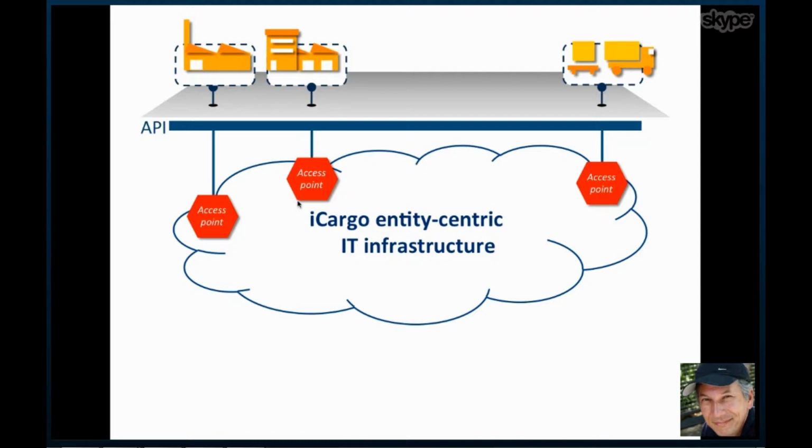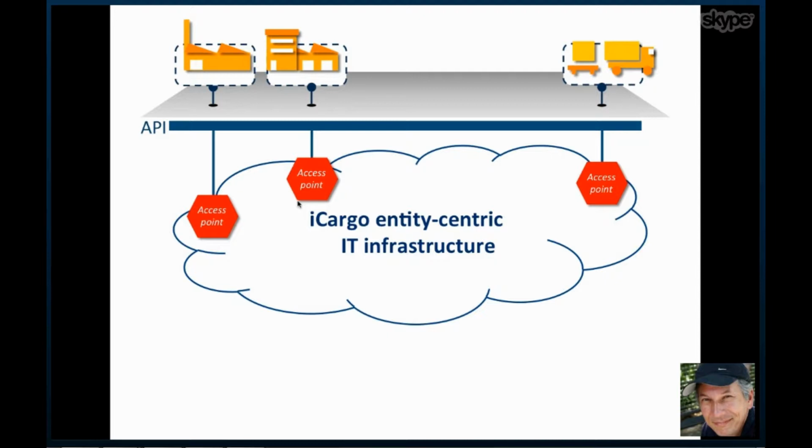And this means that you can be connected to the iCargo ecosystem by implementing this API. And you can build a separate software solution called an access point to do that. Or you can adapt your existing software to be compliant with the API. And then you don't need a separate access point, because your existing software will be changed into an access point.